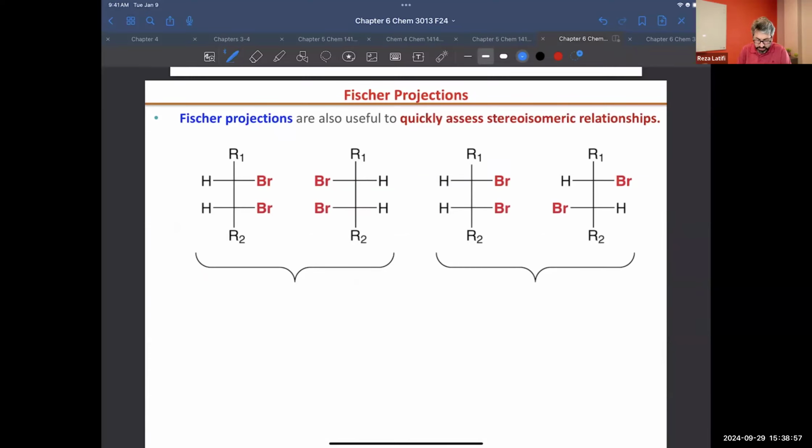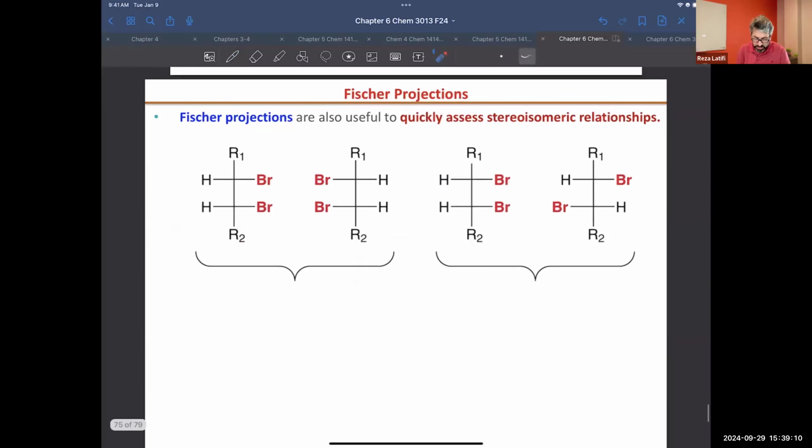In these two, you might say, oh, I have a mirror. No, you don't have a mirror because this is R1 and R2. They didn't say anything about them, but they live differently. So I'm going to say there is no mirror. They changed the position of the bromines because they moved them. They used to be on the right side. They moved them to the left side. Those two are going to be enantiomers.